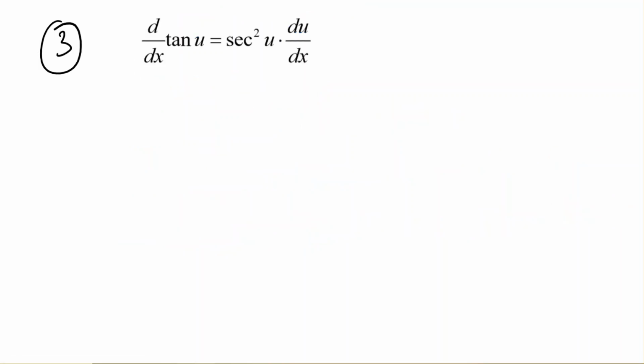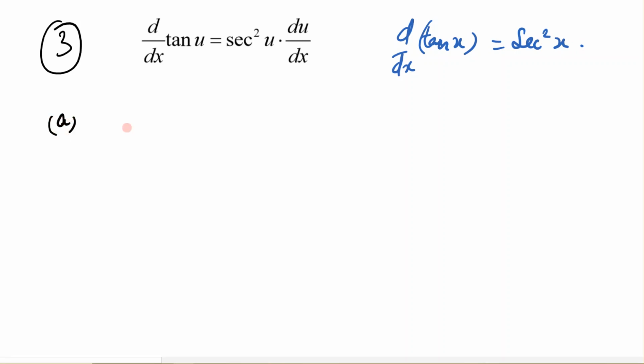So next result is derivative of tangent u is equal to secant square u du over dx. So if you have just x in place of u, derivative of tangent x is secant square x, and then dx over dx is just 1. So derivative of tangent is secant square. So again, let's do a few examples.